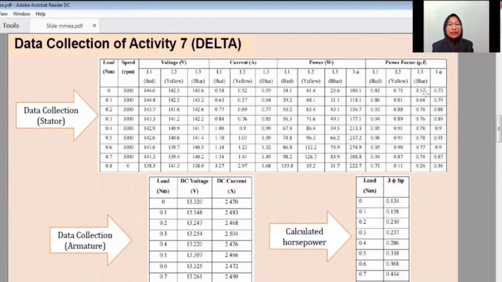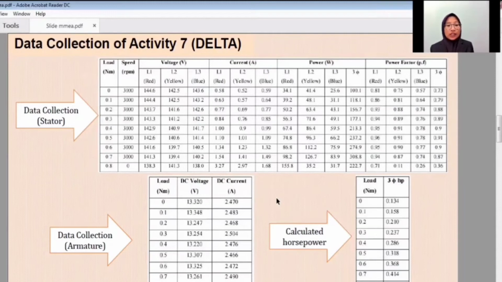308.8 watts. Then the power factor data is recorded from 0.57 to 0.96. And the reading for the total power factor of three-phase shows that the reading increased at 0 to 0.6 Newton meter load. Collection of armature data.